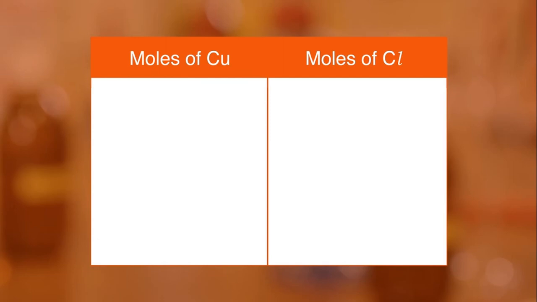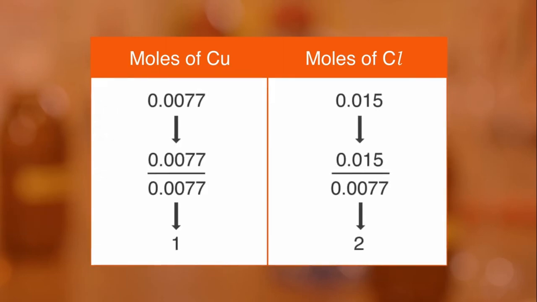The number of moles are now compared by the simplest possible ratio. This is found by dividing the number of moles for each element by the smallest number of moles. The ratio of copper to chloride is found to be 1:2. Therefore, from experimental evidence, the empirical formula for copper chloride is CuCl2.